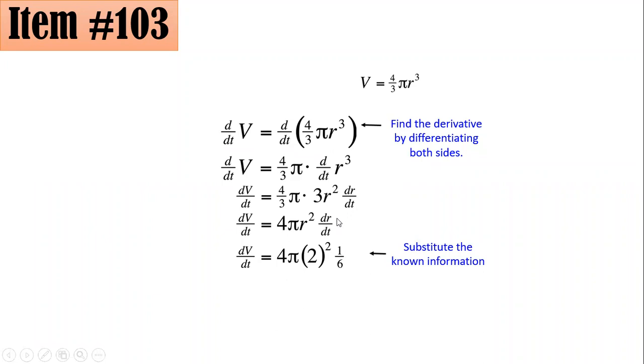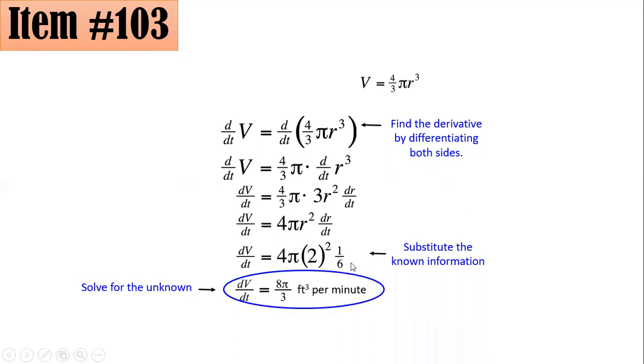So I substituted dr over dt with 1/6 when the radius was 2. That's why 4 pi times 2 squared, times 1/6 simplifies to 8 pi over 3 feet cubed per minute. Letter A. In other words, at that time where the radius was 2 feet, it was increasing at the rate of 8 pi over 3 feet cubed per minute. Letter A.